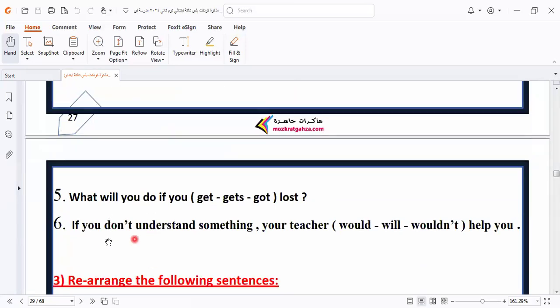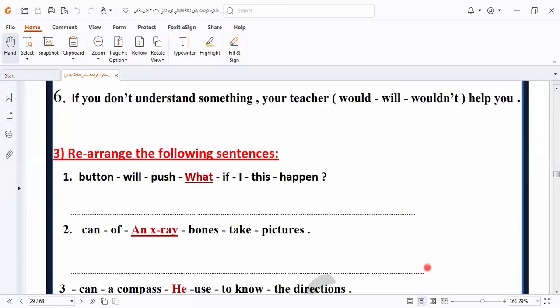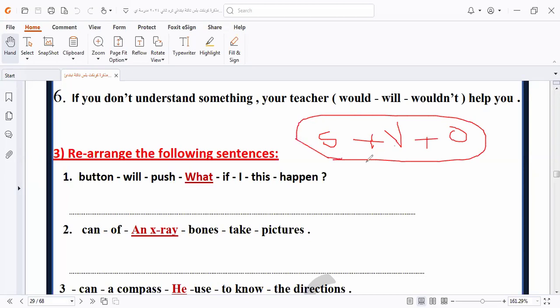Let's go to another one. If you don't understand something, your teacher will help you. So there is don't in the present, so the next part will be will plus the infinitive form. Let's do subject plus verb plus object. As we talked before, this is the rule of the sentence in rearranging. But sometimes, in a question, we use this sentence but invert the verb and the subject.